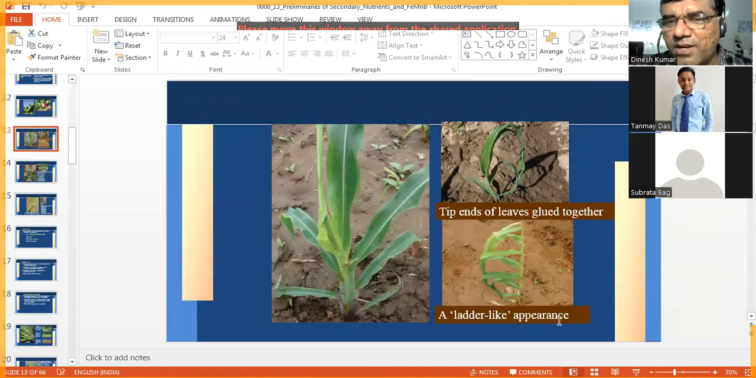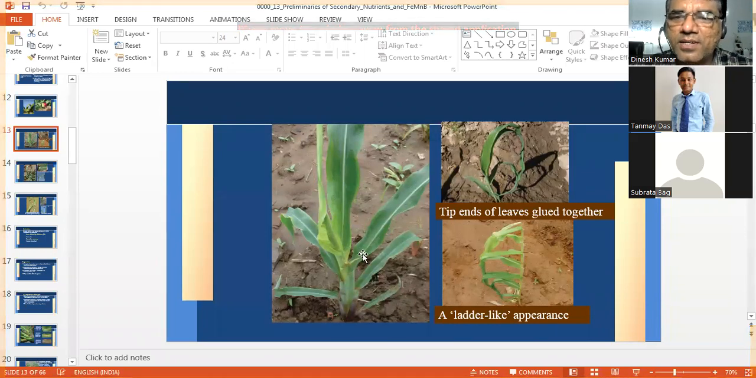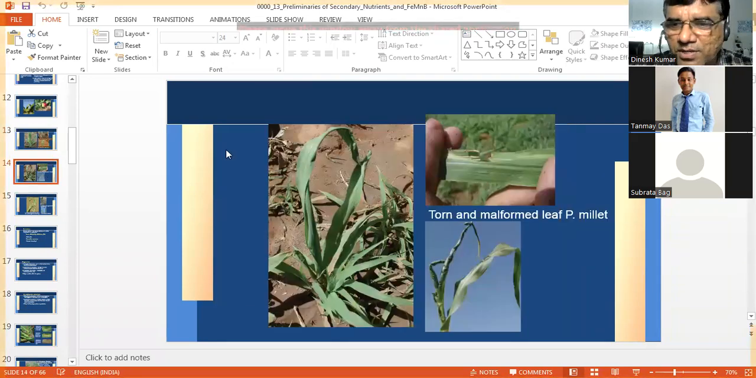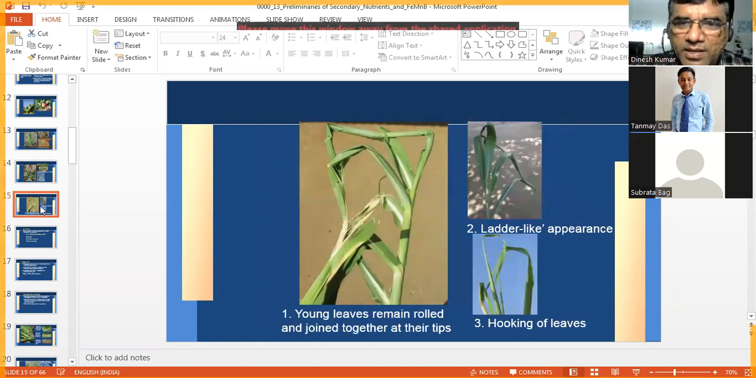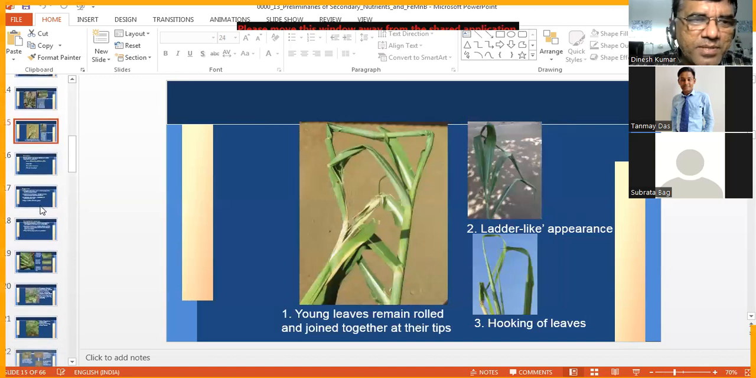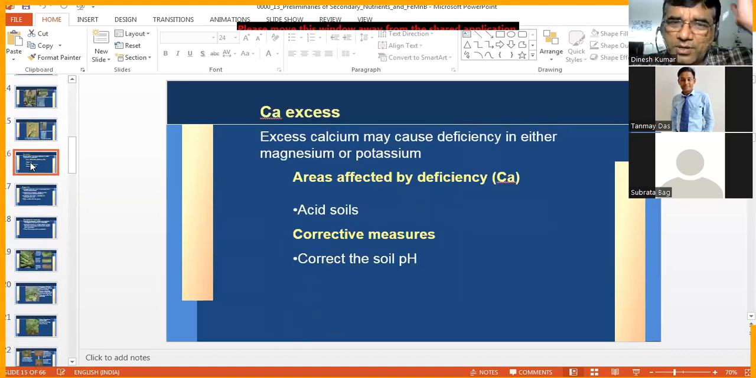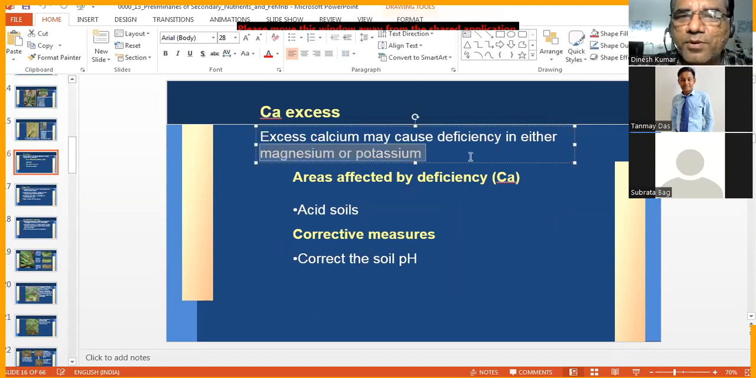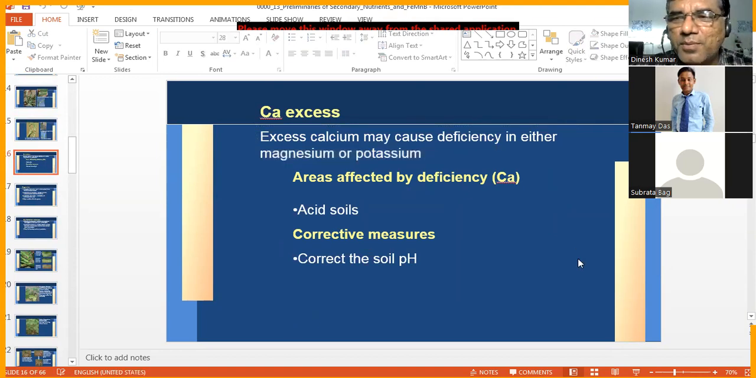A ladder-like appearance due to calcium deficiency in maize. This is shown in maize, but it can happen in other cereals also, like you can see in pearl millet and then sugarcane, this calcium deficiency. Calcium excess may cause deficiency of either magnesium or potassium. Sodium we don't need. Areas affected by deficiency are acid soils, and the corrective measure is to correct the soil pH.